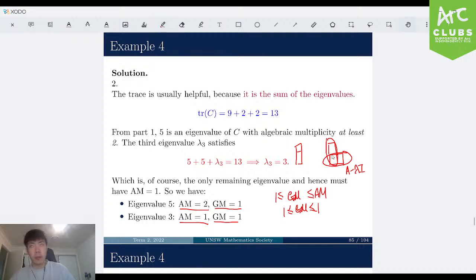Because that would have an AM of 3, right? 1, 2, 3, but the AM is only 2, and the GM must be less than or equal to the AM. So this can't be the case. So the only possible block diagram that we can draw is this, and so its GM must also be 1, because on the base there's only 1 block. So again, we can make use of our block diagram here to deduce our AMs and GMs in combination with this rule here.